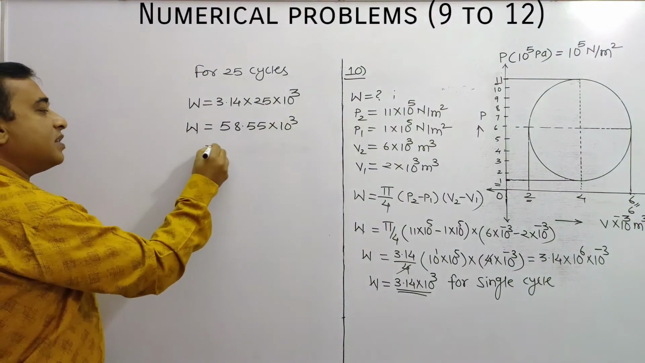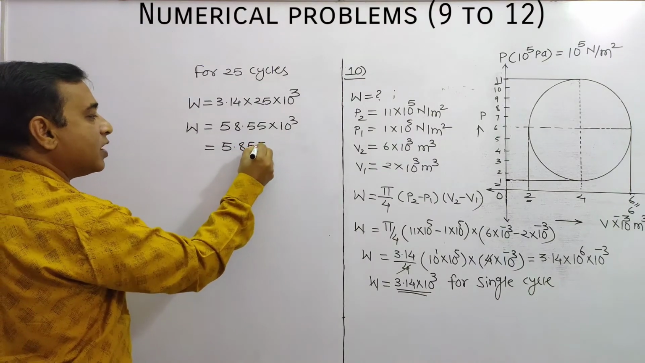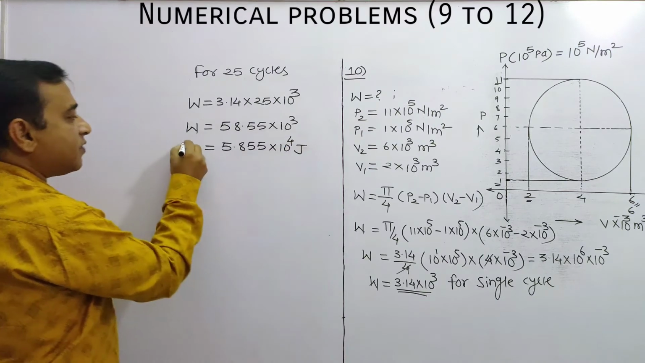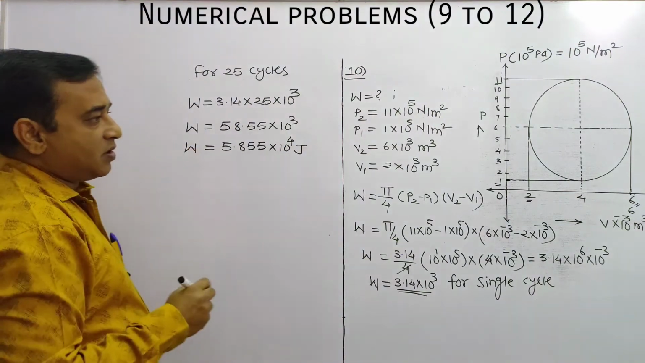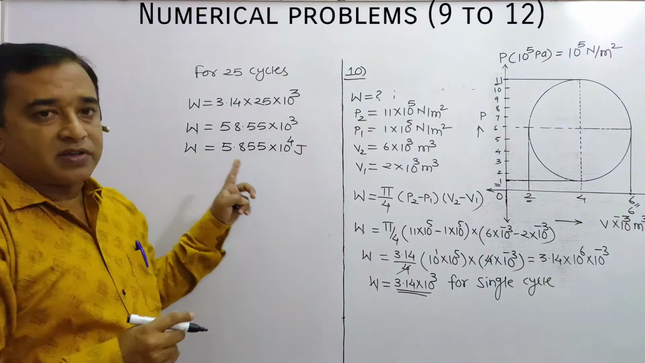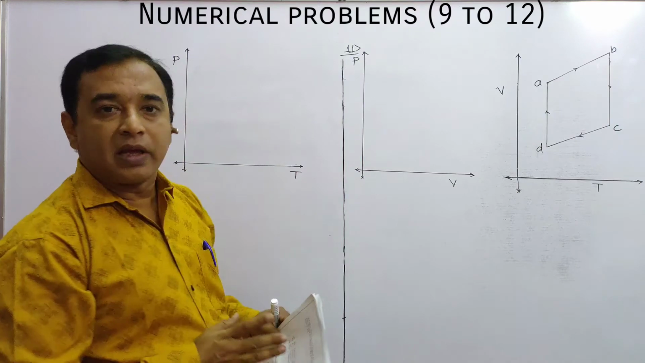Once again shifting the points, I am going to get the answer, that is 5.855 × 10^4 joule, which is the final answer for the 25 cycles. This is for the single cycle. This is for the 25 cycles. Now I am going to read problem number 11.